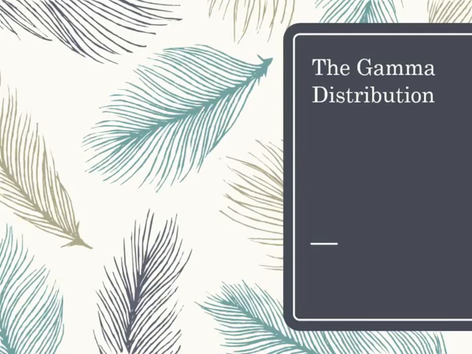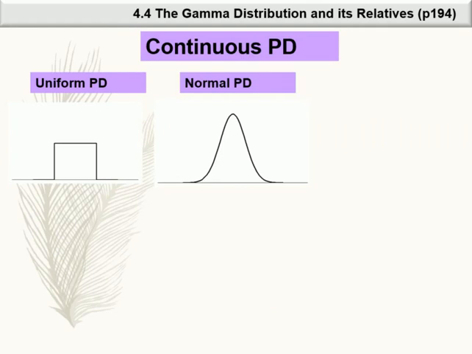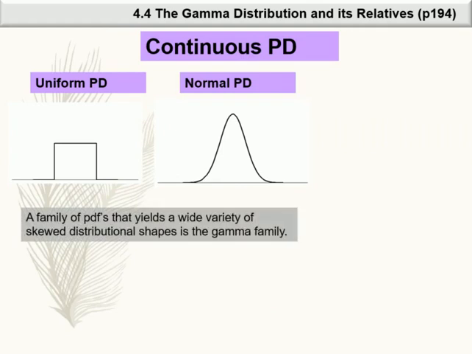Hi everyone. In this lecture, we're going to be looking at the gamma distribution. It's another special distribution for continuous data. So far, we've had a look at the uniform distribution and the normal distribution as special cases. Both of these assume that your data is symmetric, but in real life, you have a lot of instances where your data is not symmetric, so it's skewed.